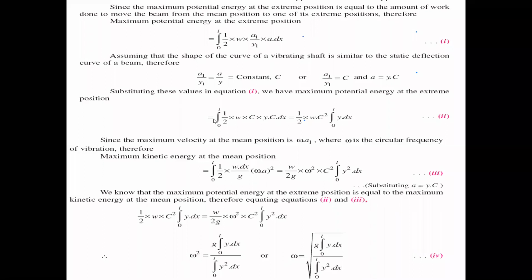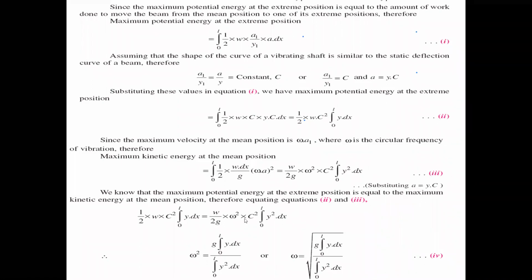So the earlier one is the potential energy at the extreme position, and this one is the kinetic energy at the mean position, that is w by 2g into omega square c square integral of 0 to L y square dx.